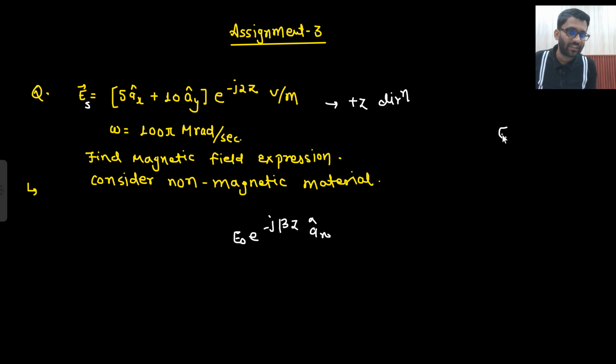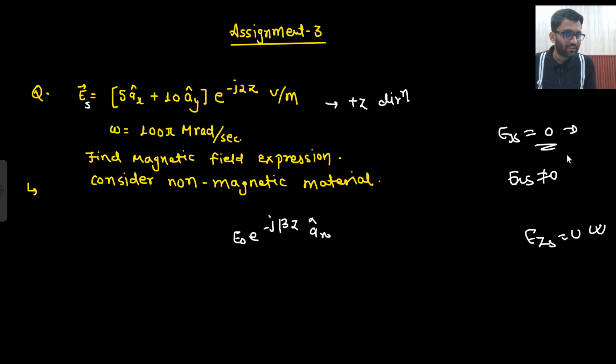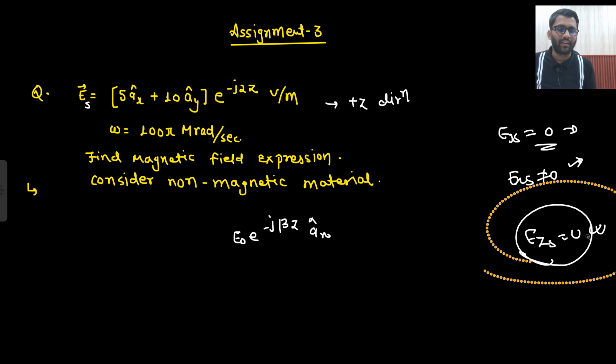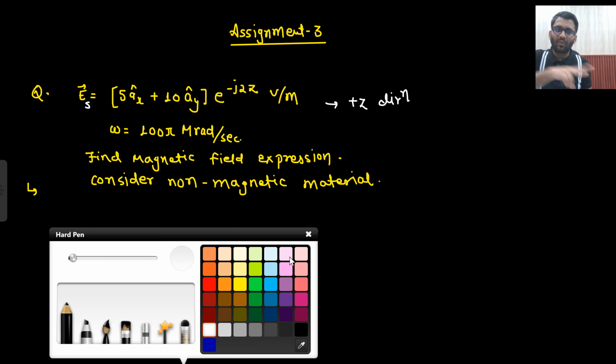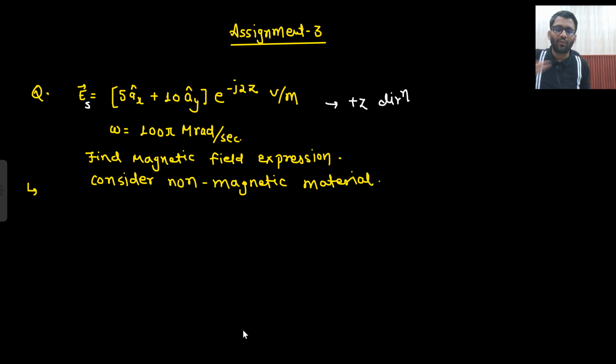Do you remember in the derivation we took E_YS equals 0, that we are not considering E_YS, we only considered E_XS, right? And E_ZS will certainly be equal to 0. This was our assumption, and it was by default 0 because the wave was traveling in z direction. If you have studied clearly, then you might understand what I am saying. Now both the components are in action together. So now we need to find out the magnetic field expression.